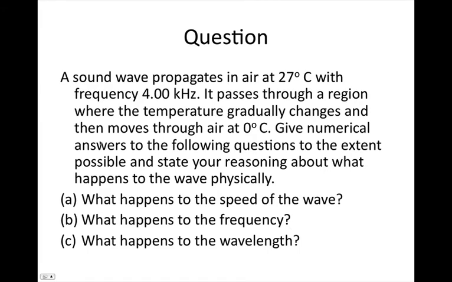Okay, question. A sound wave propagates in air at 27 degrees C with a frequency of 4 kilohertz. It passes through a region where the temperature gradually changes and then moves through air at 0 degrees C. Give numerical answers to the following questions to the extent possible and state your reasoning about what happens to the wave physically. A, what happens to the speed of the wave? We know that's going to decrease because it's going to colder air.